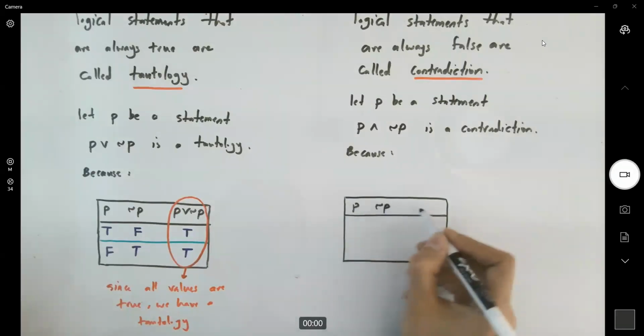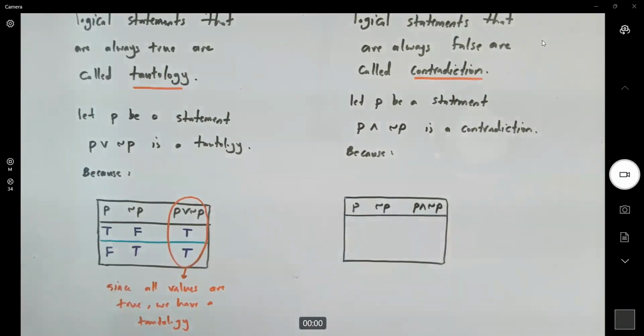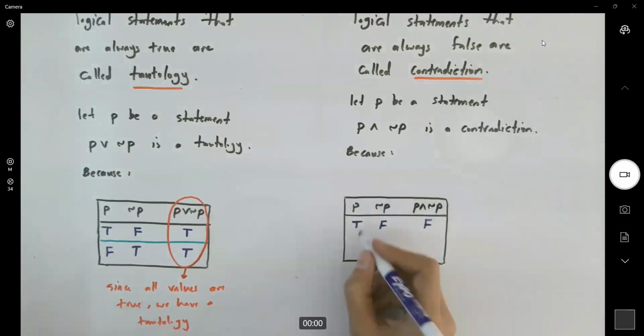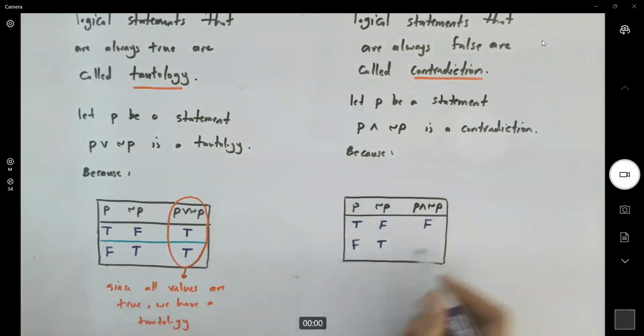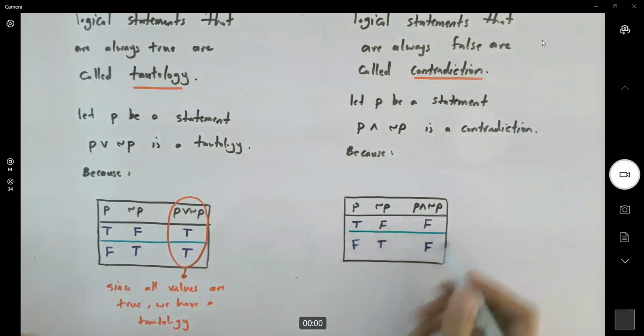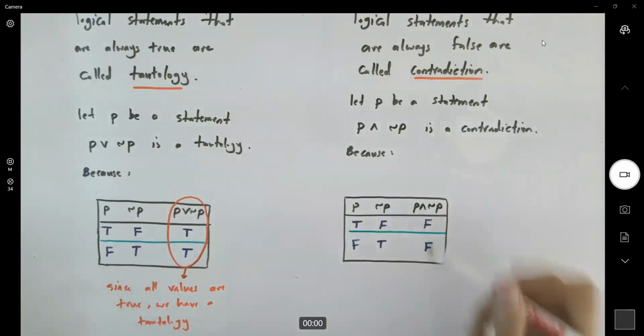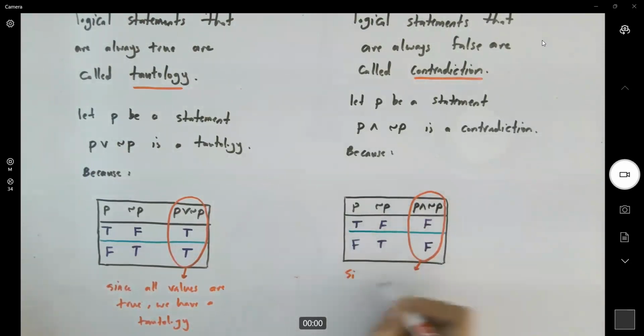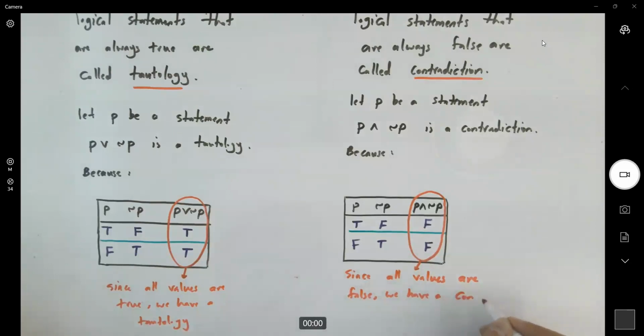P, not P, P and not P. Okay, let us begin. True, false, true and false is false. False, true, false and true is false. Well, it wasn't that hard. We see that the values for P and not P are all false, since all values are false, we have a contradiction.